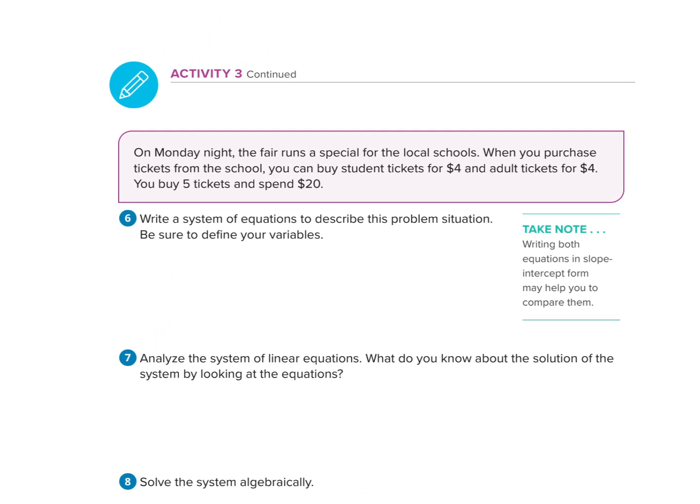So here we have another situation. It says on Monday night, the fair runs a special for local schools. When you purchase tickets from the school, you can buy student tickets for $4 and adult tickets for $4. You can buy 5 tickets and spend $20. Okay, so if we were to label variables to these, we have student tickets and we have adult tickets. So we're going to call, let's do x equals student tickets.